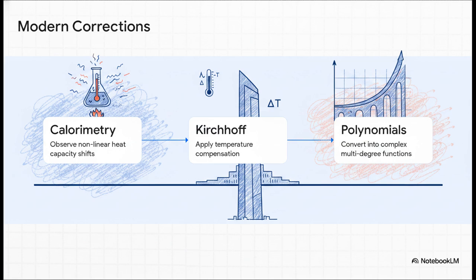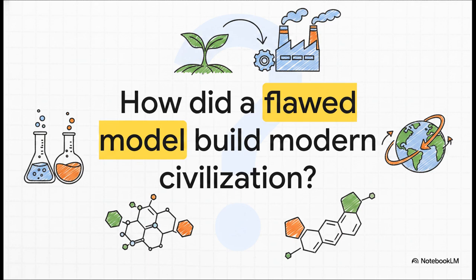Today, we bypass those old linear limitations with modern computational chemistry. First, scientists use ultra-precise tools like calorimetry to observe those nonlinear heat capacity shifts. Then, they apply Kirchhoff's temperature compensation laws. And finally, they convert Van 't Hoff's straight linear graphs into beautifully complex, highly accurate multi-degree polynomial functions. We've basically taken his incredibly solid 19th century foundation and built a 21st century skyscraper of precision right on top of it. Which brings us to our final lingering question for today.